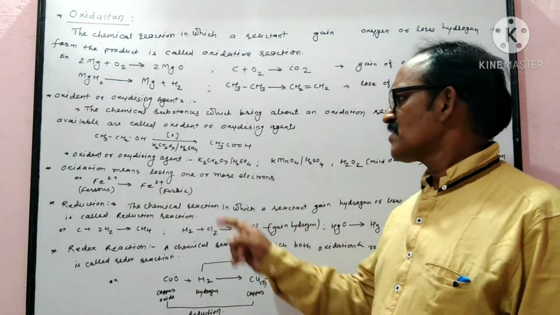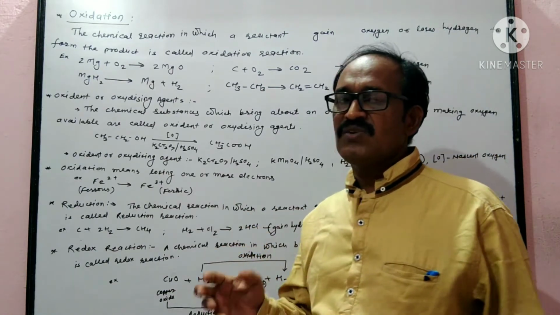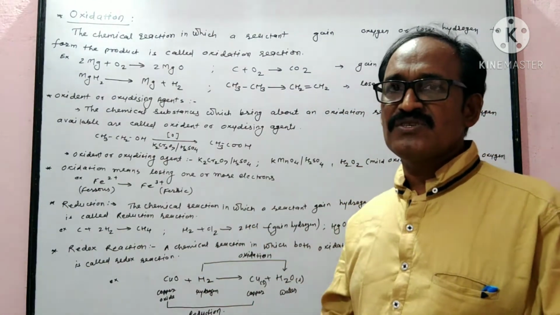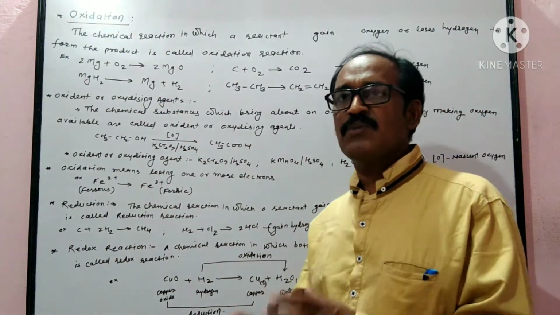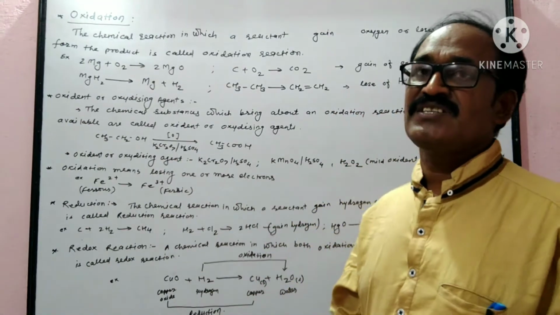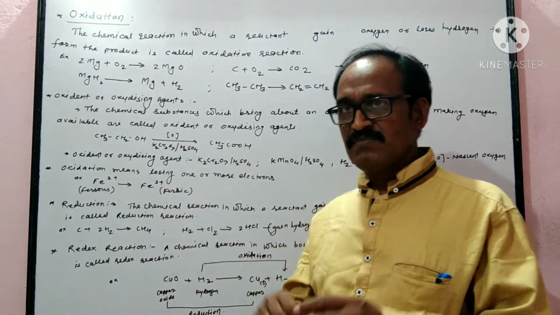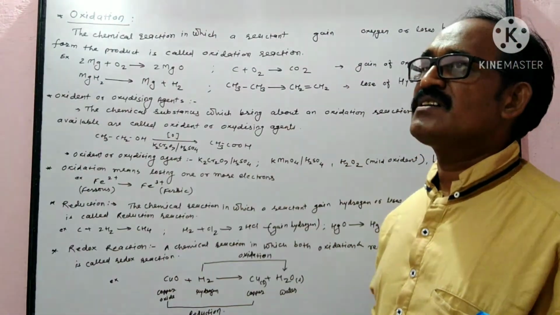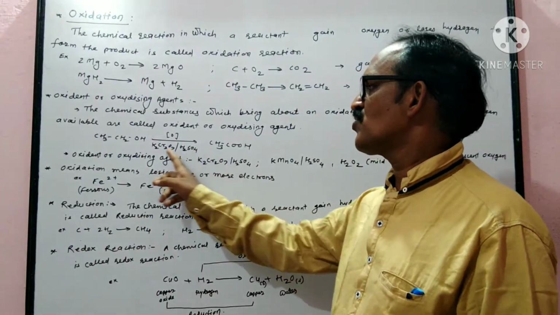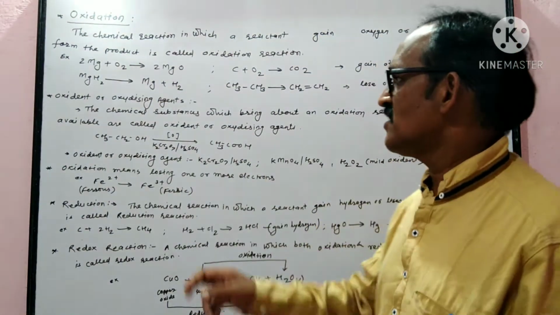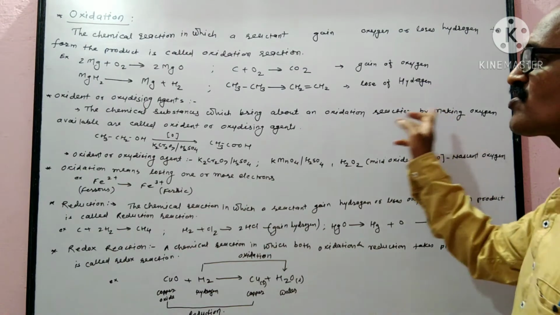So in this reaction, the chemical substance which makes oxygen available to perform the chemical reaction, that type of substance is called an oxidizing agent. A substance which makes oxygen available for oxidation is called an oxidizing agent. In this reaction K2Cr2O7 and H2SO4 is the oxidizing agent, a chemical substance which brings about an oxidation reaction by making oxygen available.